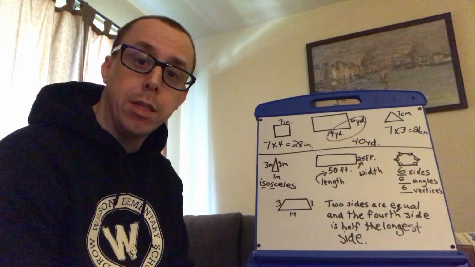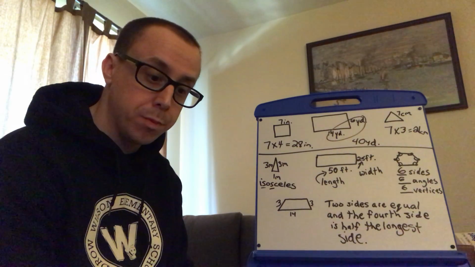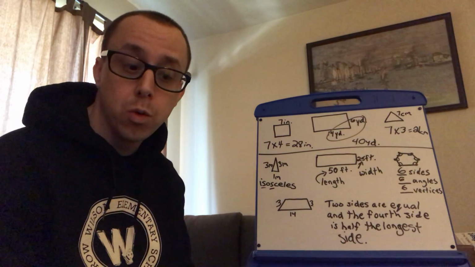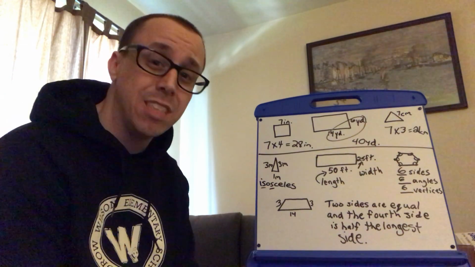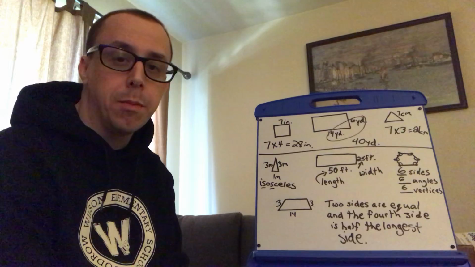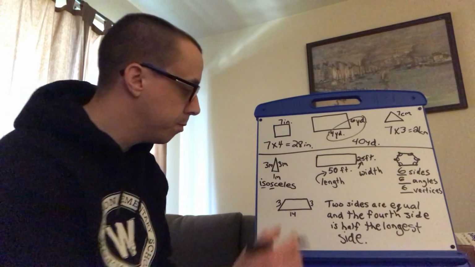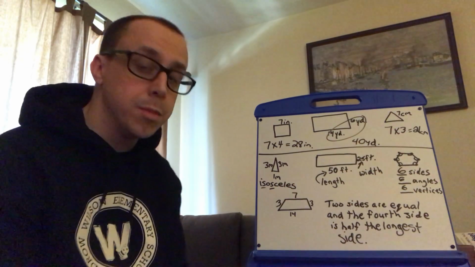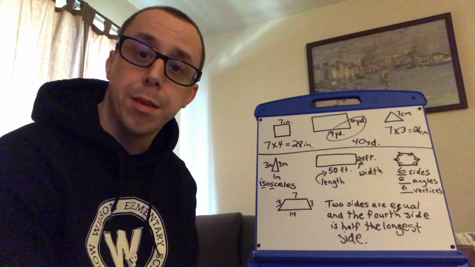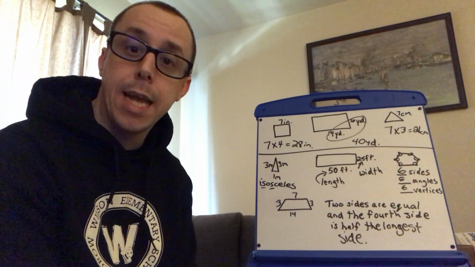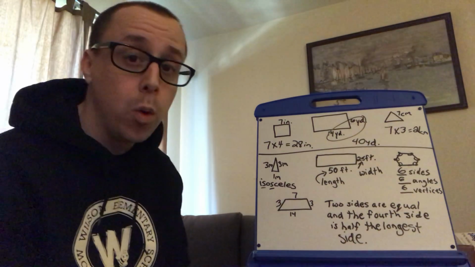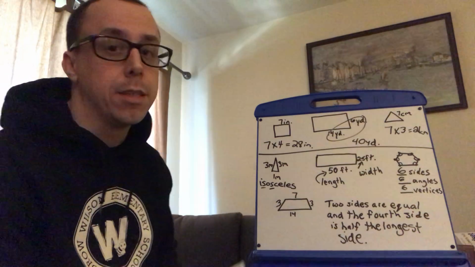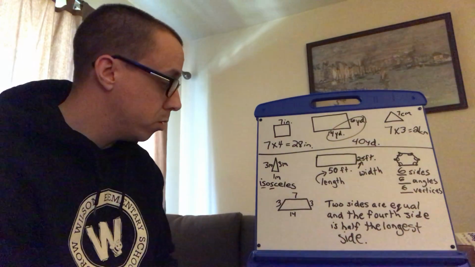Half of that means that you're dividing it into 2 equal groups, or you think about your doubles. Okay, 7 and 7 is 14, so that means that half of 14 is 7. Sometimes they might just ask you for the missing length. Sometimes they might ask you for the perimeter, or both. So you might have to say the missing side is 7, and also the perimeter.